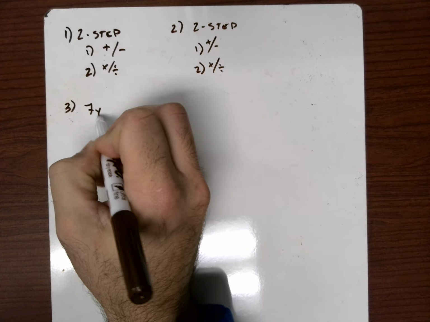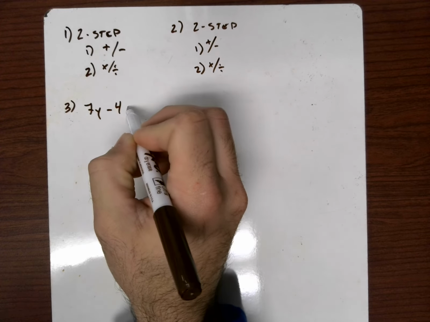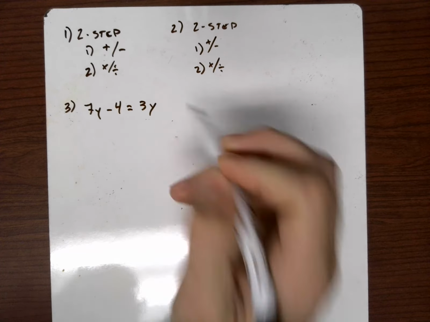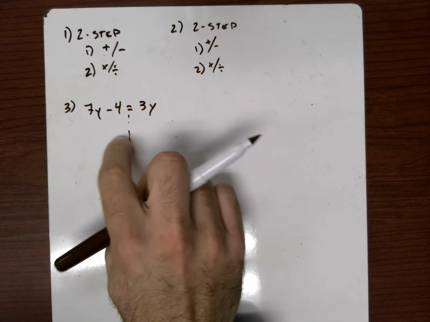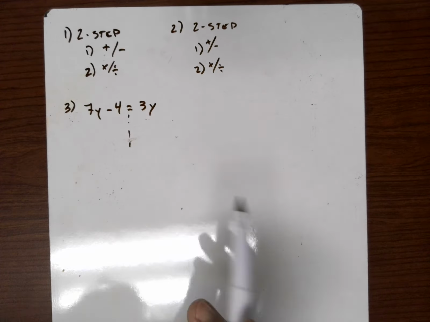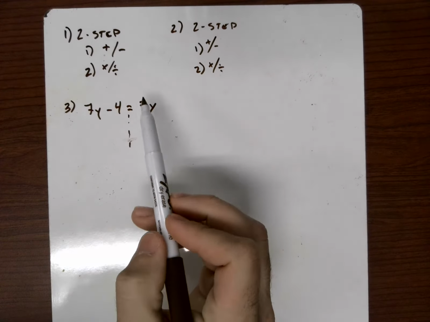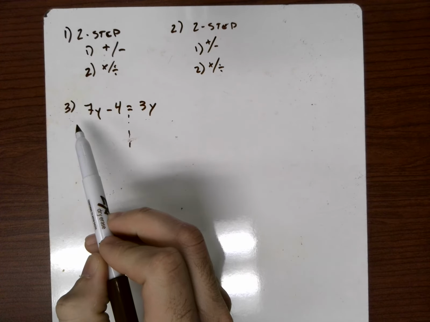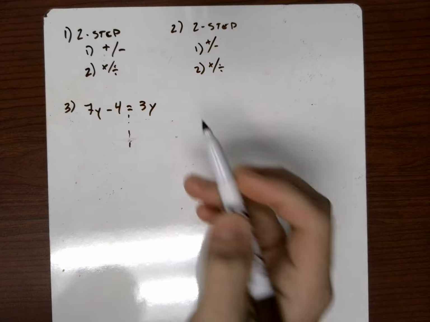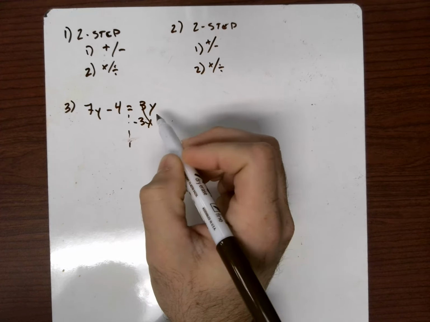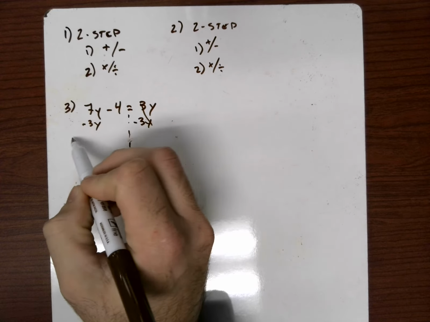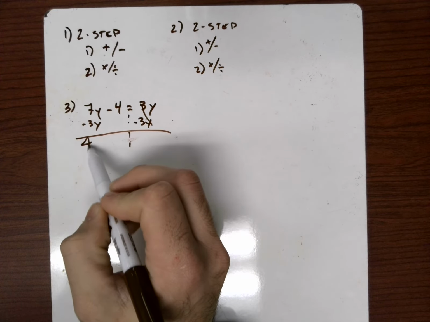Let's say I have 7y minus 4 equals 3y. Here's what's going to confuse you on this one. I want to get my variable to the left, because I like having the variable on the left. That's fine. So the opposite of a positive 3y is a negative 3y, and what we do to one side, we do to the other side. This is going to be 4y minus 4.